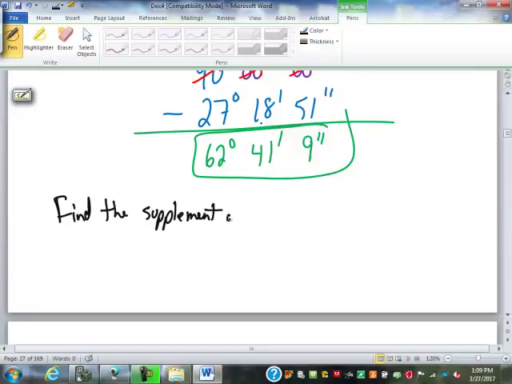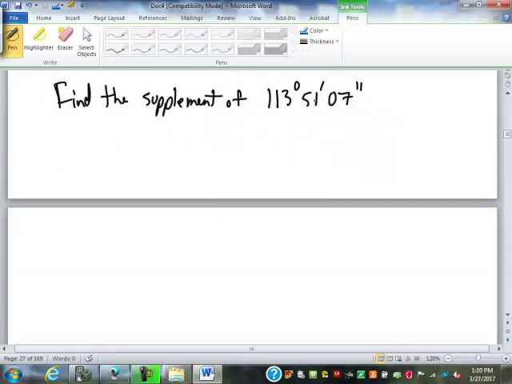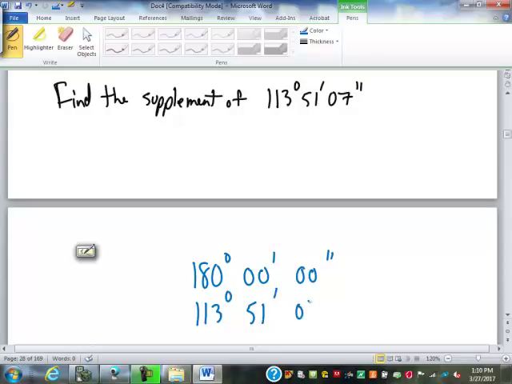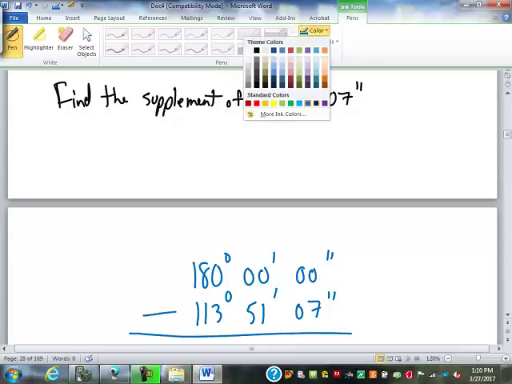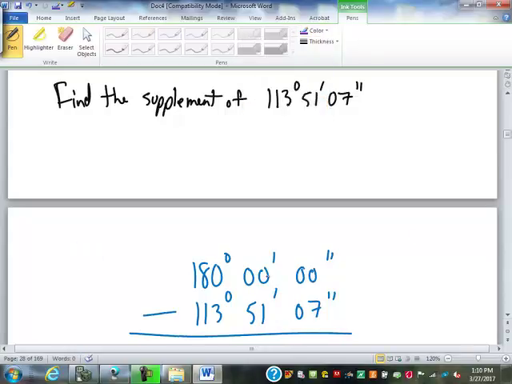Find the supplement of 113 degrees, 51 minutes, 7 seconds. Supplement means we have to subtract it from 180. I'll give myself room to do this here. So again, I can't do 0 minus 7, so I'm going to have to borrow. Nothing to borrow from here, so I go all the way here. This becomes 179. This would be 60. Well, I need to get to here, so I got to borrow again. This is going to become 59, and this is going to be 60.